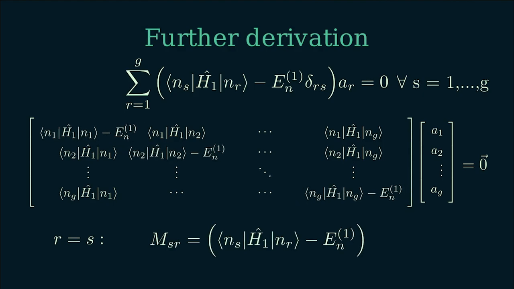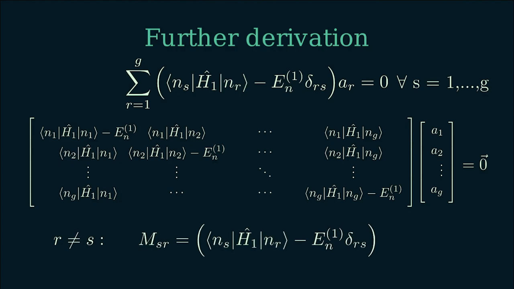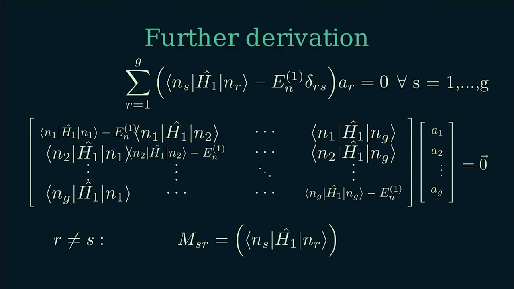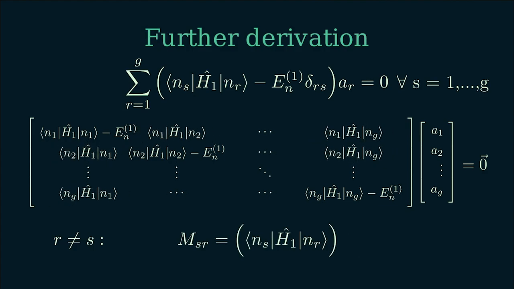Now let's take a look at the other case, when R is not equal to S. Then the Kronecker delta becomes 0 and this last term just drops off. In effect, all the other values which do not lie along the diagonal only have this first term, which is an S into H1 and R.